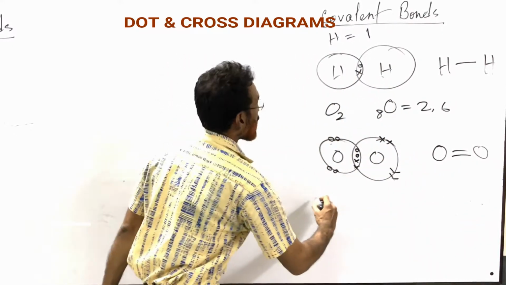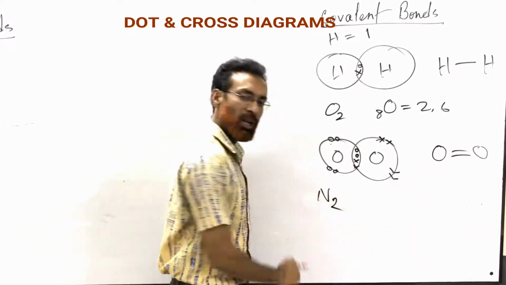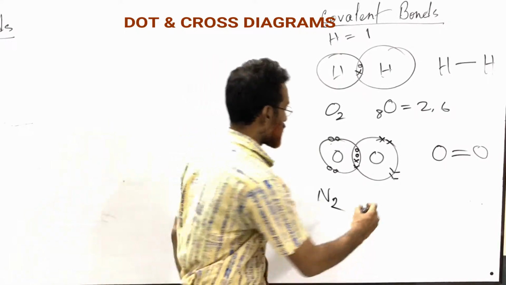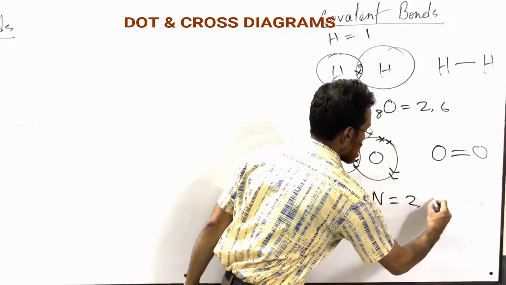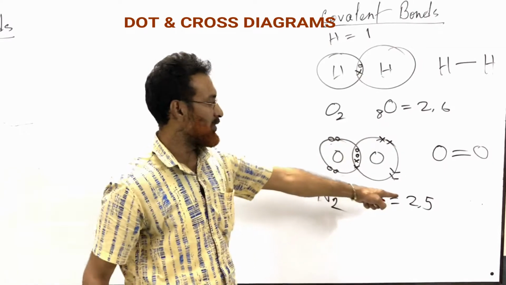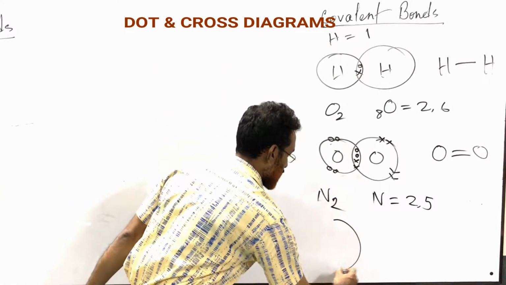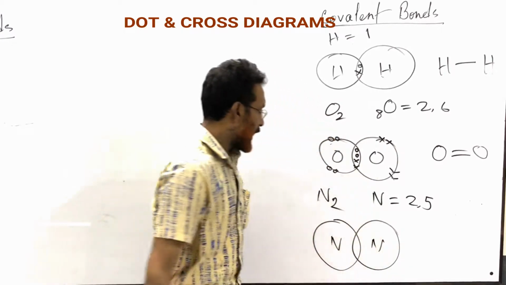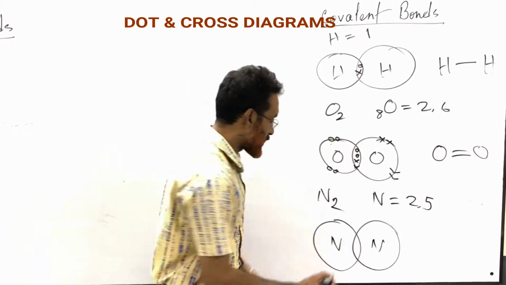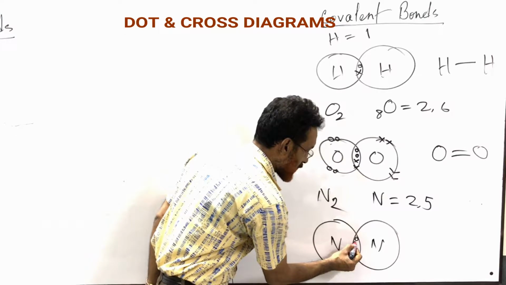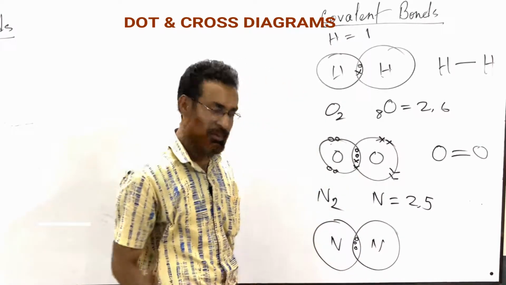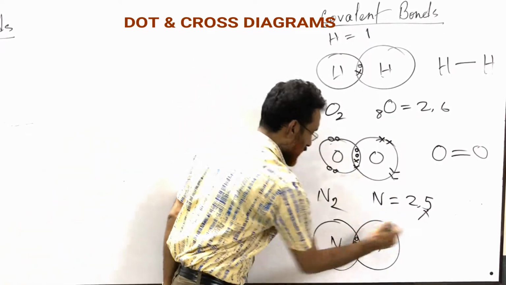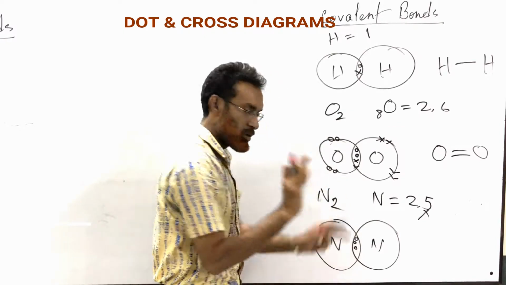Now I'm going to show another. This is nitrogen. Nitrogen electron configuration is 2, 5. So here you see 5 electrons in the outermost shell. I draw a nitrogen atom. I draw another nitrogen atom. These 2 nitrogen atoms. And this nitrogen atom sends 3 for sharing, 3 dots, 1, 2 and 3. 3 dots, and out of 5, 3 gone in the common space and 2 is still left.